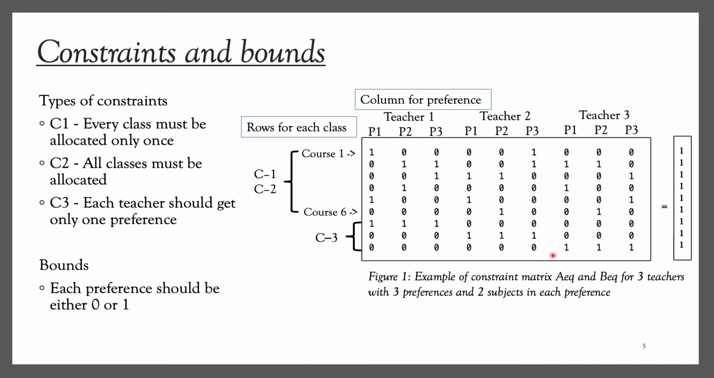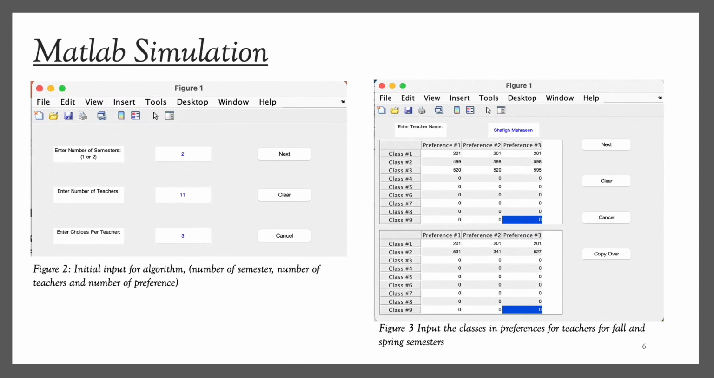Let's now discuss the Matlab simulation itself, which will be discussed by Milos. Let's look at the Matlab simulation. In the left-hand figure, the user will be met with an initial input window when they first run the algorithm. The initial inputs are the number of semesters, either 1 or 2, and the number of teachers, and the preferences per teacher. All of these inputs are required to move on to the next step. This window now takes us to the figure on the right-hand side, where these initial inputs are incorporated.